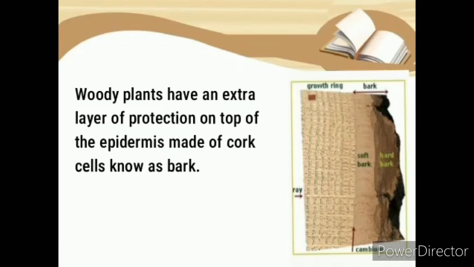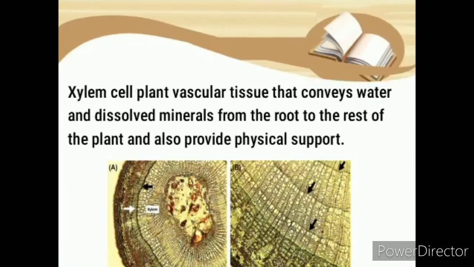The vascular tissue of the stem consists of the complex tissues xylem and phloem, which carry water and nutrients up and down the length of the stem and are arranged in distinct strands called vascular bundles.